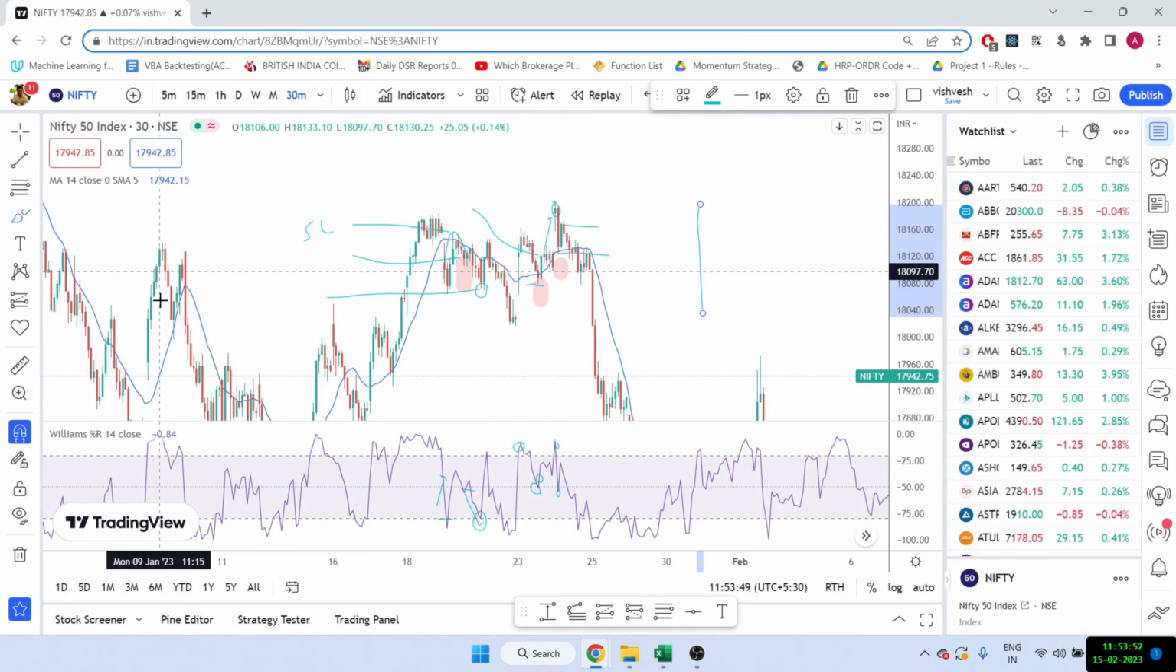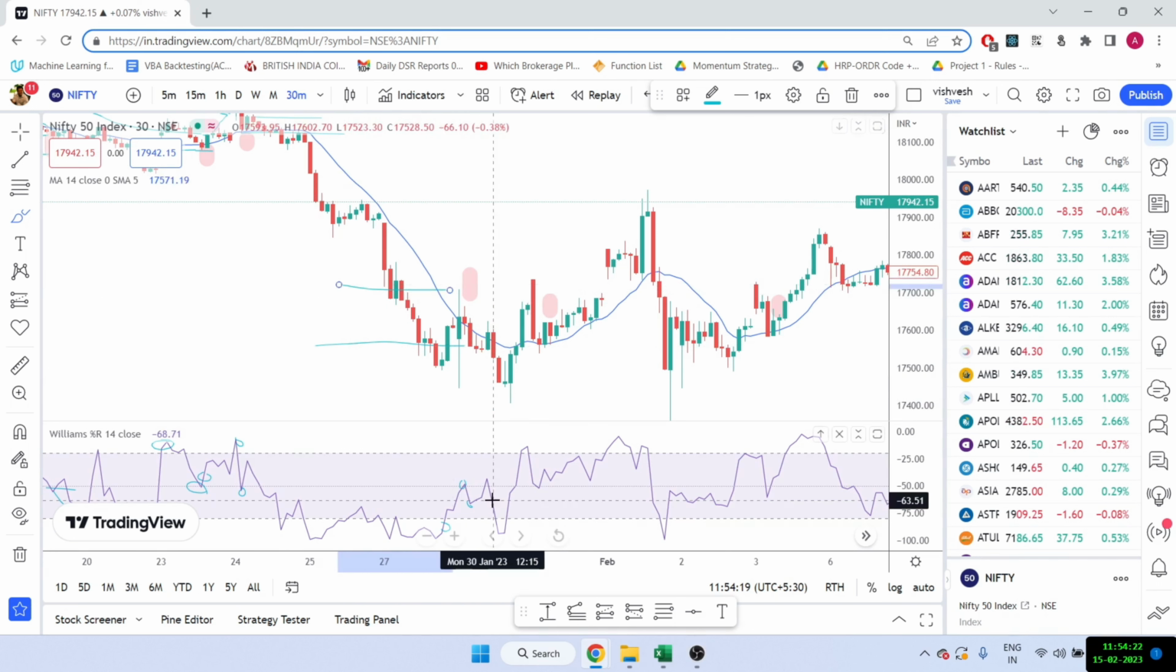Let's see the selling setup again. So Williams percentage R was below -80. It came above -50 and then it came below -50 again. So we should have taken the sell entry this time. This is our selling price. This is the stop loss and it gave us a profit here. So again, it's a profitable trade.